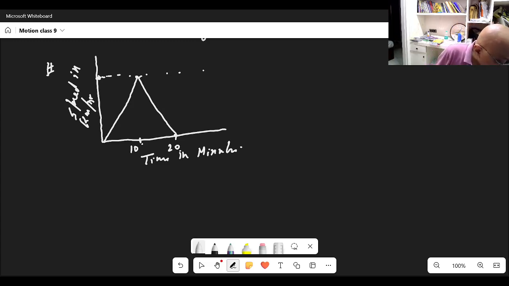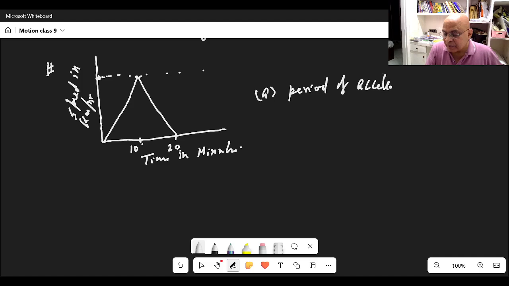Number one: in which period is the bus accelerating? Period of acceleration. Naturally we see that from 0 to 10 minutes it is accelerating. So 0 to 10 minutes is its answer.